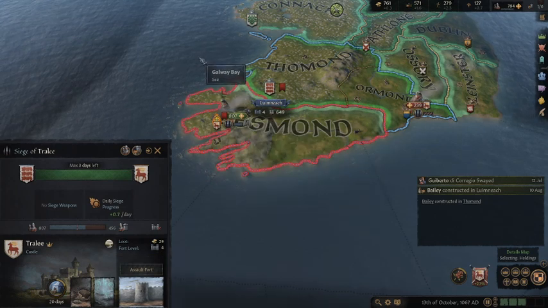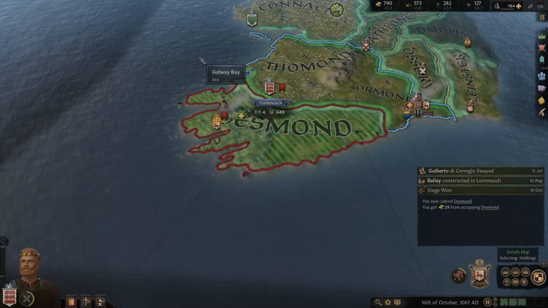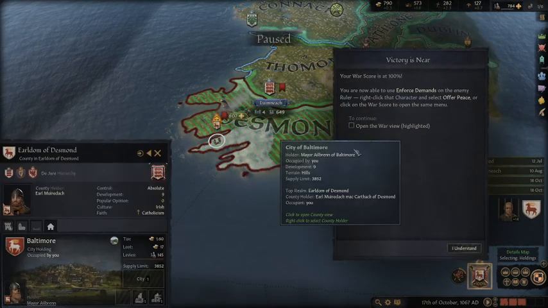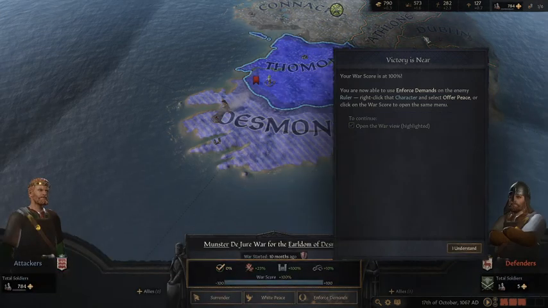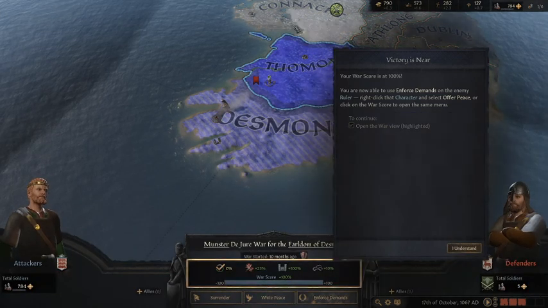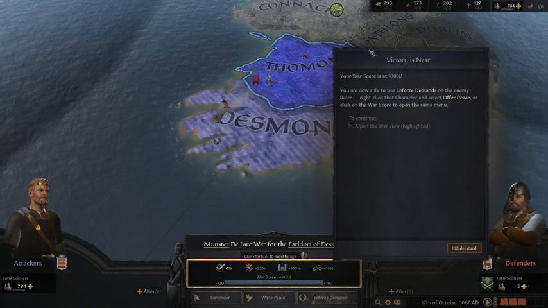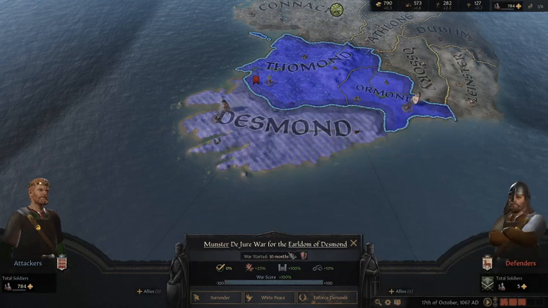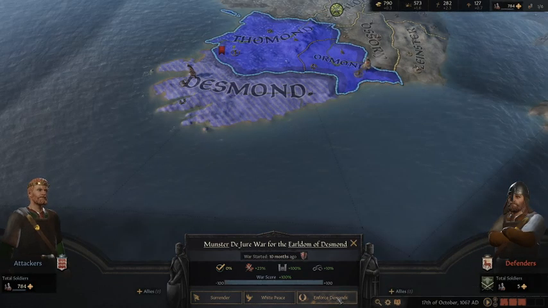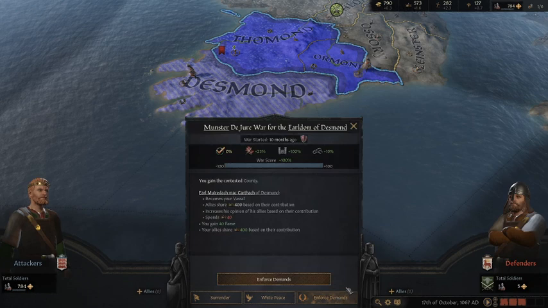So should be able to just... Oh, or... We could get our war score up to 100%. In which case we aren't even gonna need to chase, we can just enforce demands.